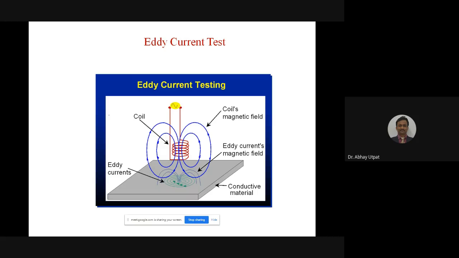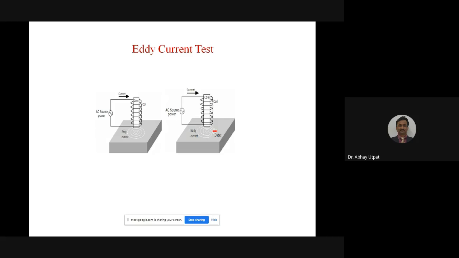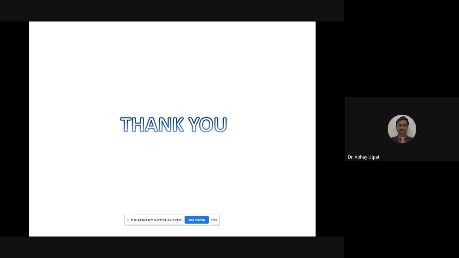So this is all about eddy current test. So these are various figures. You can take screenshot of it. Standard component left hand side, right hand side. If there is a defect, you'll find how eddy current is varying. Okay. This is all about non-destructive testing.